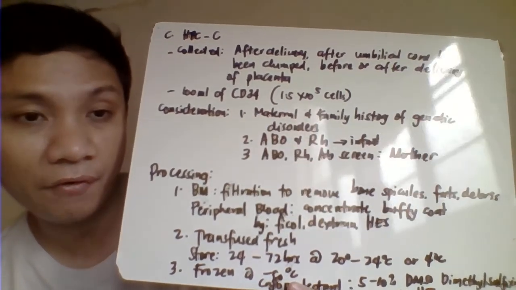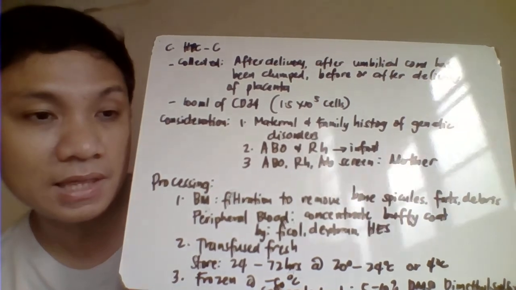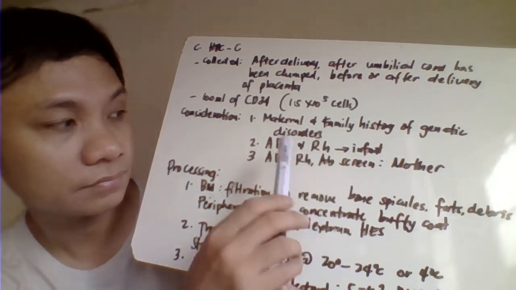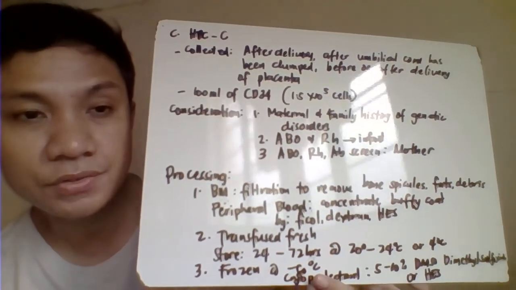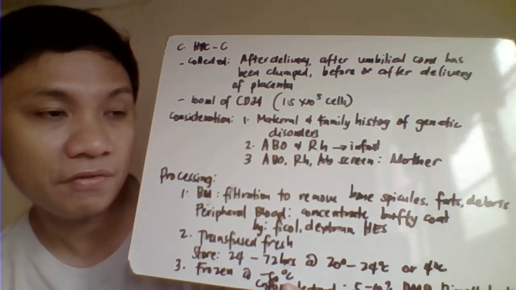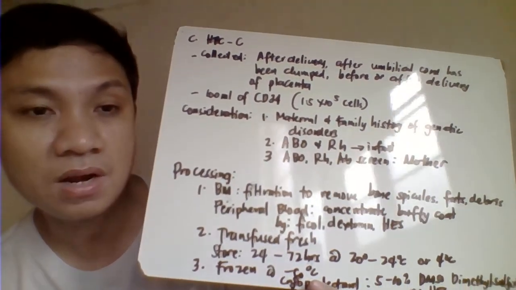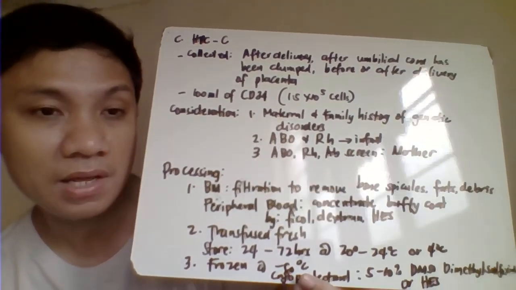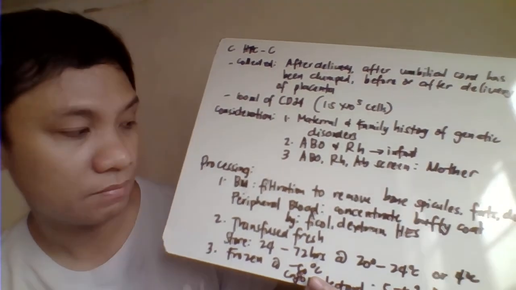Okay, so we have your considerations for the cord hematopoietic progenitor cell transplantation. So you need to check both the mother and the baby for some genetic diseases. Another one, you should also check here for the ABO and Rh for both the infant and the mother, and you'd also check here for the antibody screen for the mother.